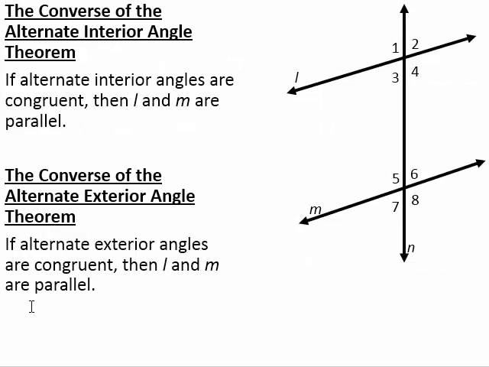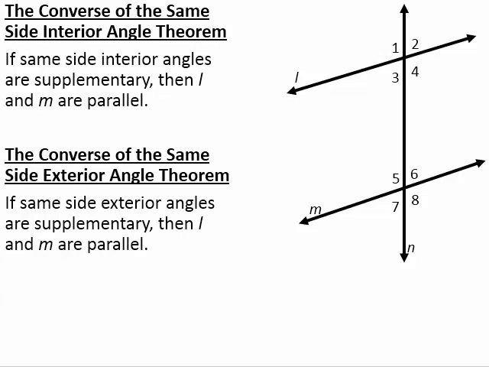Let's go ahead and take a look at the converses. The converse of the alternate interior angle theorem we just got through looking at: if alternate interior angles are congruent, then L and M are parallel. The converse of the alternate exterior angle says if alternate exterior angles are congruent, then L and M are parallel.